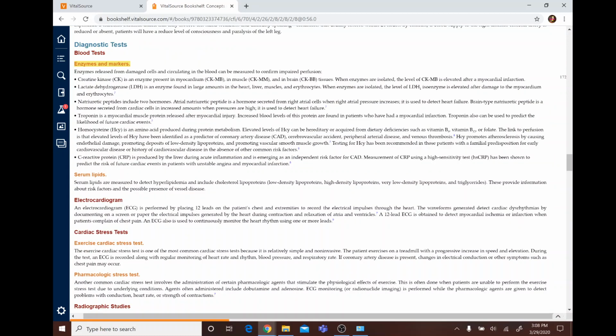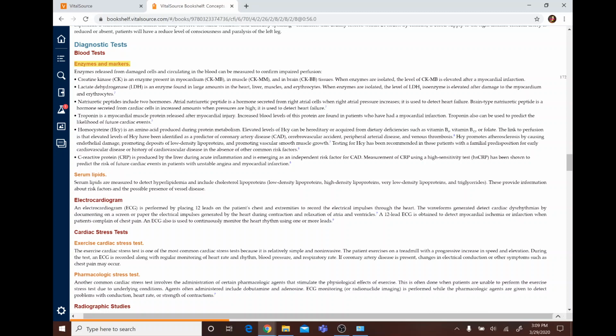All right, now let's look at some blood diagnostic tests, okay? So creatine kinase, it's CKMB if it's in the myocardium, CKMM if it's in the muscle, CKBB is in the brain. So if we have a myocardial infarct, which CK do you think would be elevated? CKMB. Now, what is lactate dehydrogenase? When is that elevated? When the myocardium and erythrocytes are damaged.